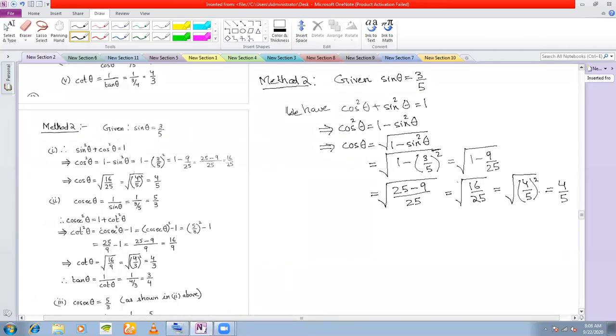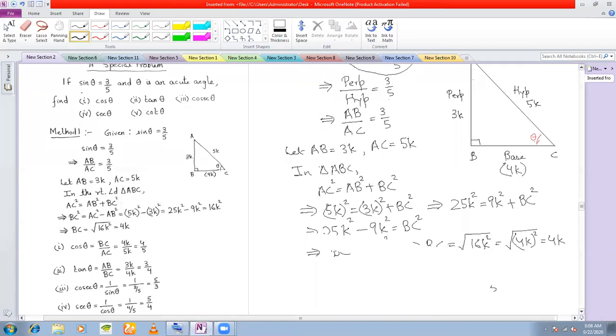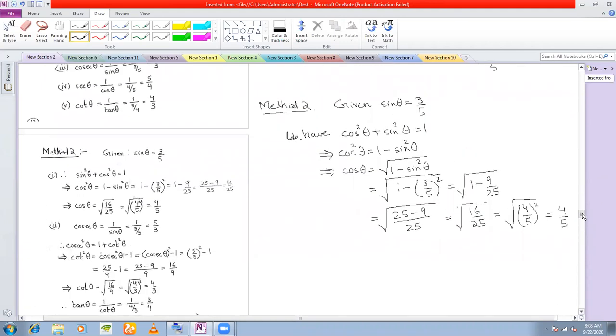So given sin theta, we have found cos theta with the help of this identity, cos square theta plus sin square theta is equal to 1. So this was our first ratio. The question was: given sin theta, find cos theta. So we have finished the first part, that is how to find out cos theta. Next we will do tan theta. How to find out tan theta.